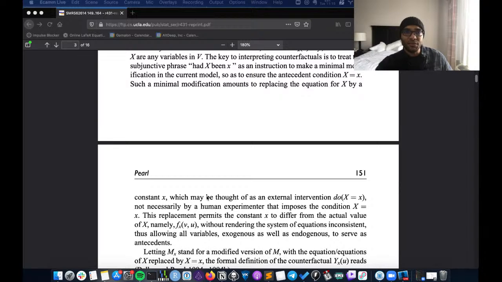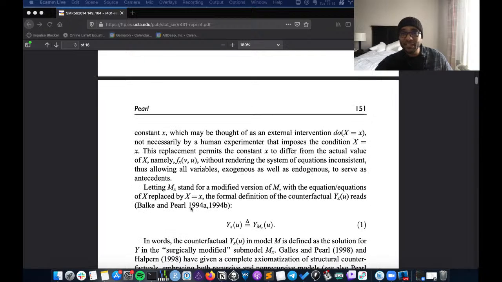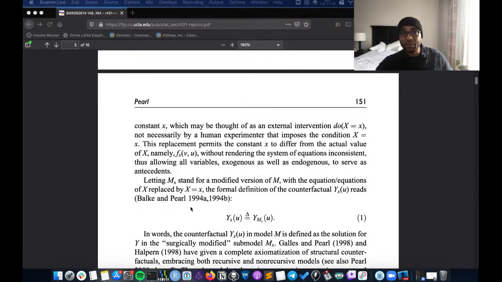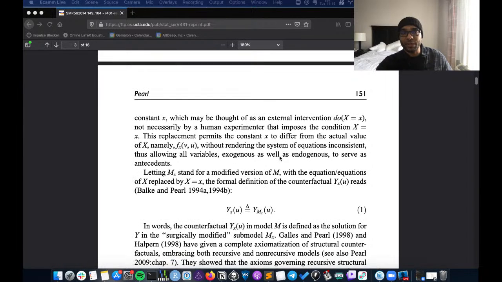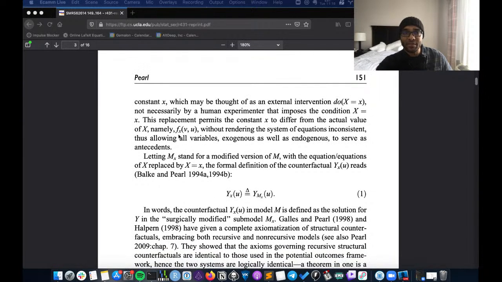Such a minimal modification amounts to replacing the equation for X by a constant x, which may be thought of as an external intervention, do(X = x), not necessarily by a human experimenter, that imposes the condition X = x. Replacement permits the constant x to differ from the actual value of X, which would have been set by V and U for that function, without rendering the system of equations inconsistent, and thus allowing all variables, exogenous as well as endogenous, to serve as antecedents.